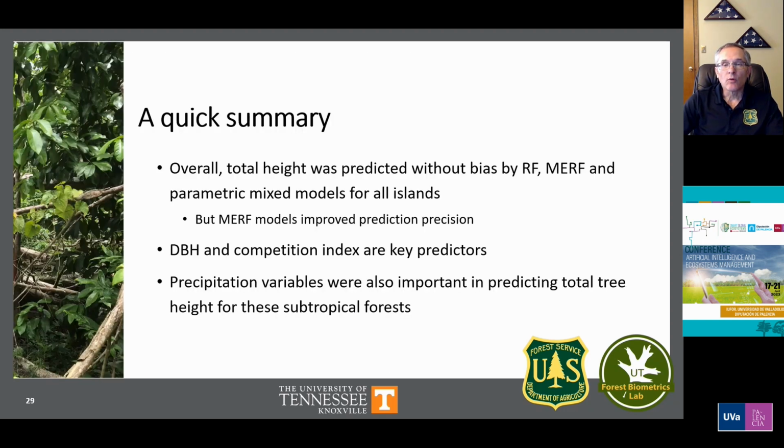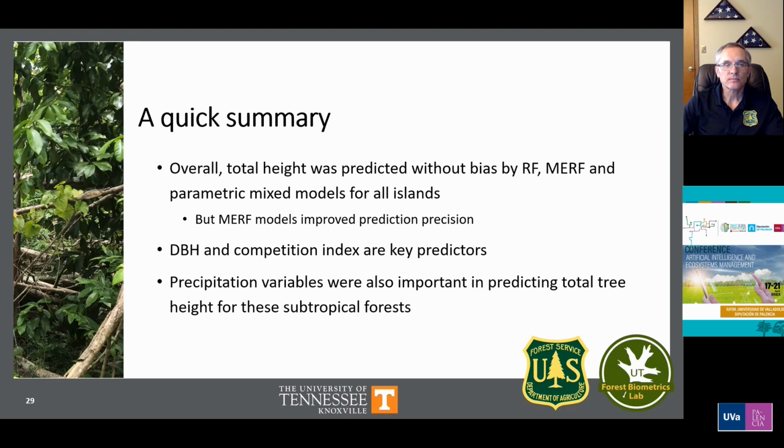So in summation, overall, total tree height was predicted without bias by random forest, mixed effect random forest, and parametric mixed models for all islands, but the MRF models improve prediction precision. Diameter and our competition index were the key predictors of the relationship to tree height. Precipitation variables were also important in predicting total tree height for these subtropical forests.